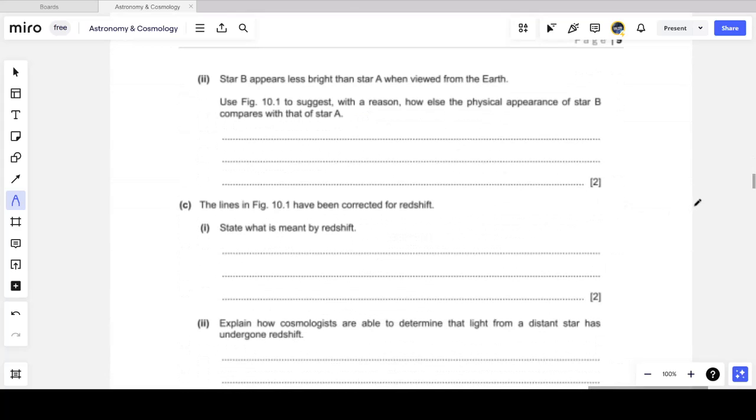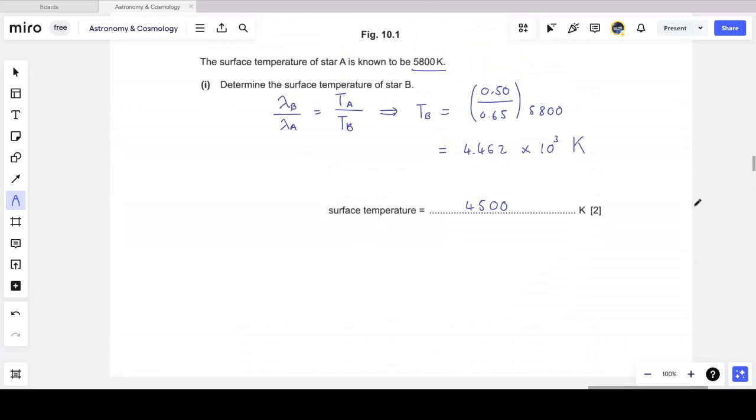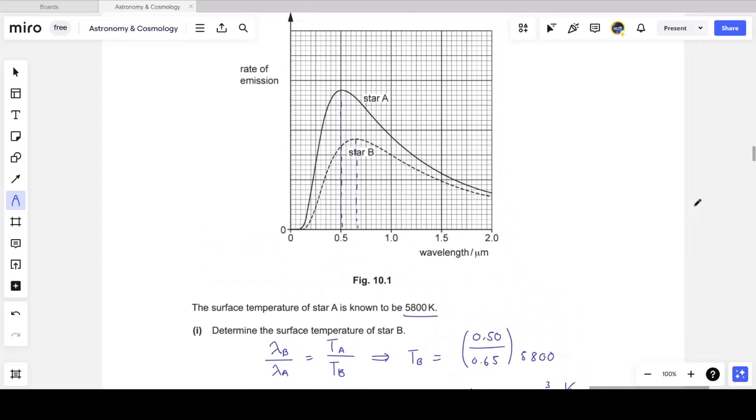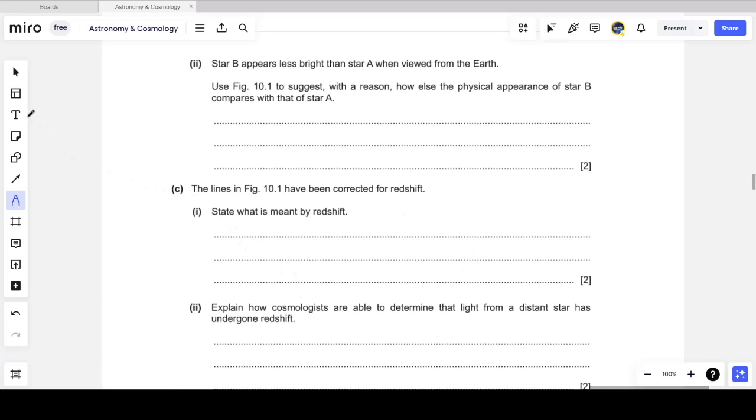We are told that star B then appears less bright than star A when viewed from the Earth, and we want to use figure 10.1 to suggest with a reason how else the physical appearance of star B compares with that of star A. So less bright is only one thing. I need to find another thing that would differ in physical appearance for B as it would for A. If I look at this, I've already actually explained it. The peak wavelengths are different for star A and B. We even wrote them down, they're different numbers. So how does that tell us what the physical appearance will be for the two stars?